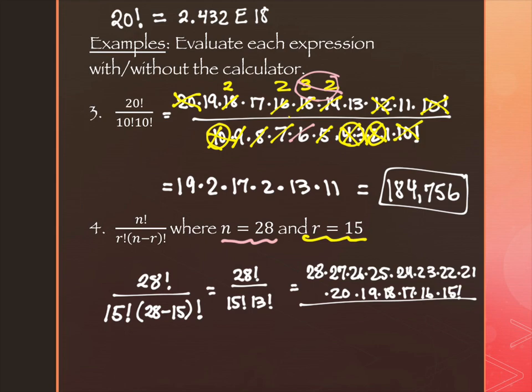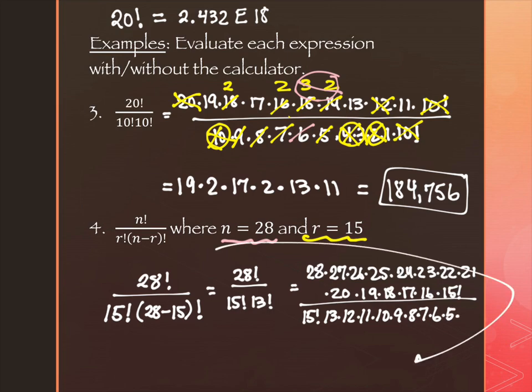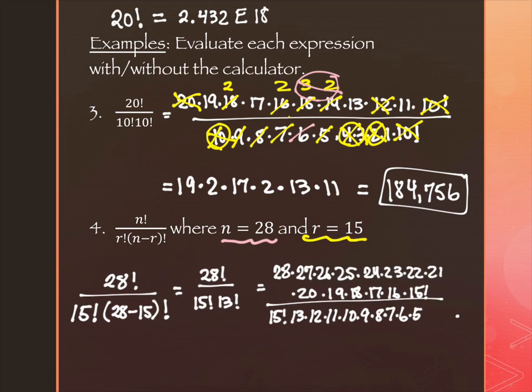The 15 factorial matches. I'll just write it where it was before at the beginning. But then I need to write out the 13. So 13, 12, 11, 10, 9, 8, 7, 6, 5, 4, 3, 2, and 1. Okay. So I've written them all out. The 15s are going to cancel.